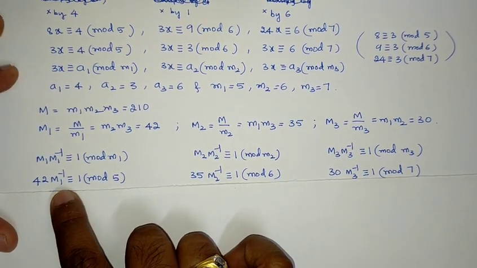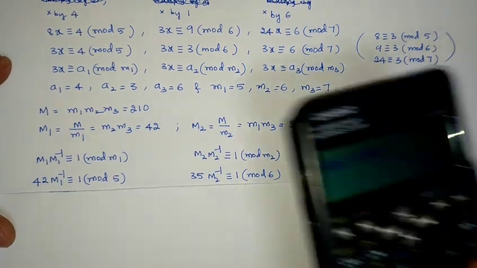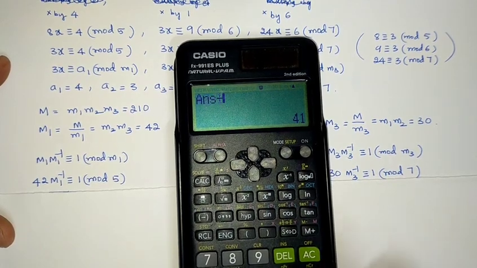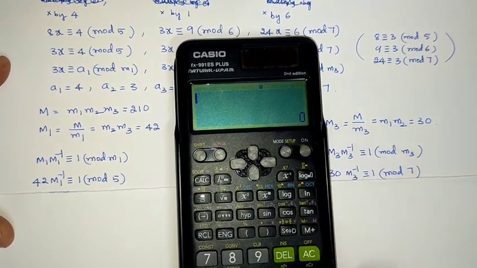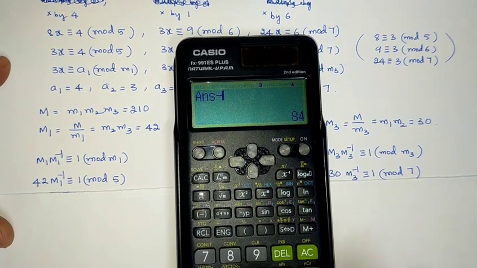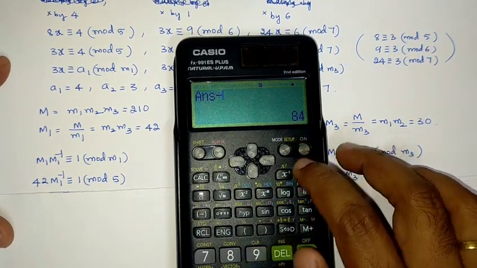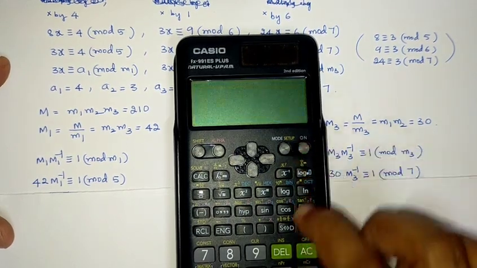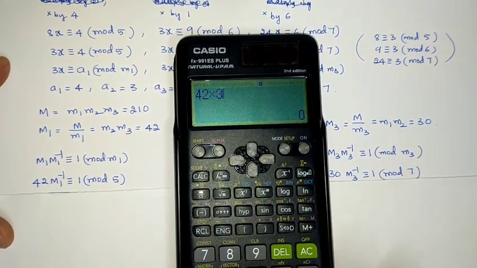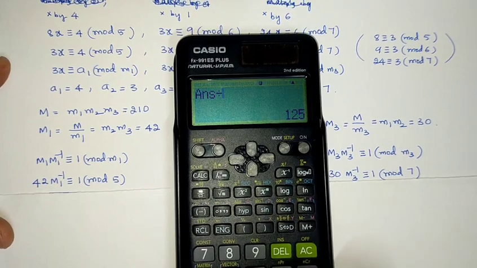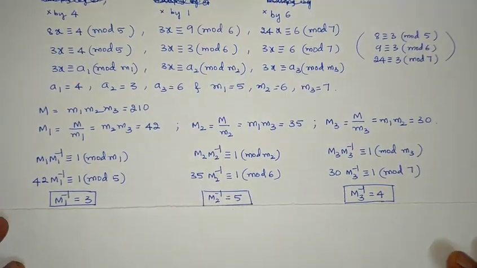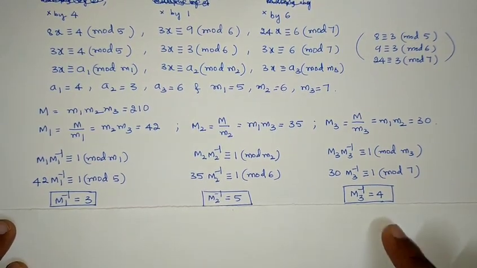Let us substitute values for M1 inverse, starting with 1. What happens here? It is 42 into 1, 42. So 42 minus 1, is that divisible by 5? No. And 42 into 2 minus 1, is that divisible by 5? No. And 42 into 3 minus 1, is that divisible by 5? Yes. So the answer is 3. In a similar manner, we can find the values of M2 inverse and M3 inverse.